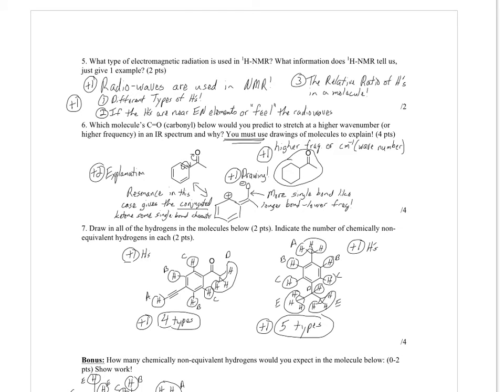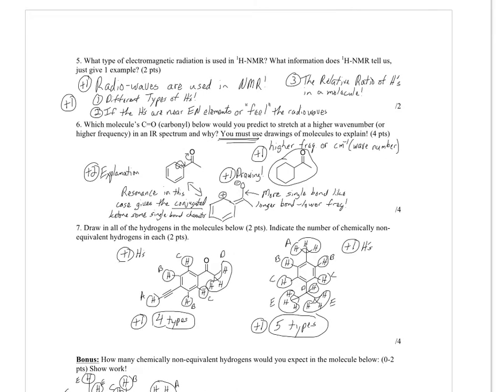Alright, for this question, it asks what type of electromagnetic radiation is used in NMR. What information does this tell us? And just give one example. So radio waves are used in NMR. And there's at least 3 things you knew at this point. Now there's 4. The different types of H's it tells us. If they're near an electronegative element or feel the radio waves, that's shielded or deshielded. The relative ratio, right? The area beneath the peaks. So if there's a 3 to 2 ratio of protons in a molecule. And the 4th one, which is not included here, but we learned later on, was if H's are near each other and they split and they're coupled to each other.